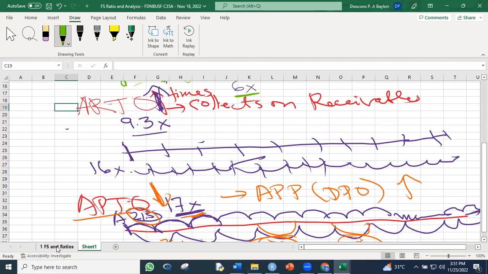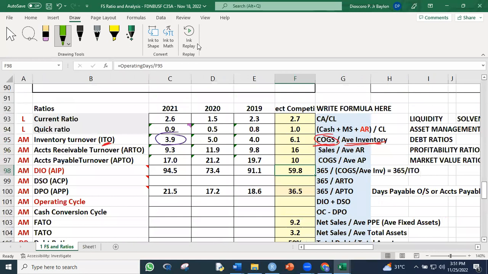Okay, next. Let me pause for a while. Sorry. And ask everyone if the tandem of ITO and days inventory outstanding is clear. ITO and days inventory outstanding. Kindly please chat if it's clear.